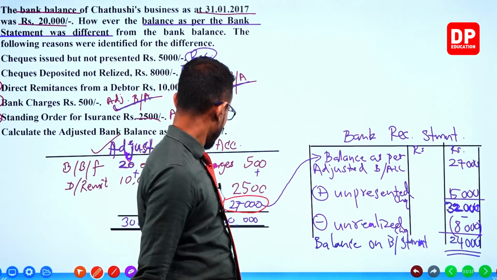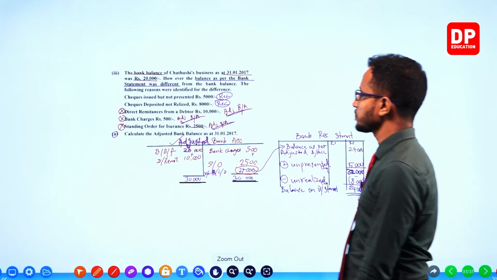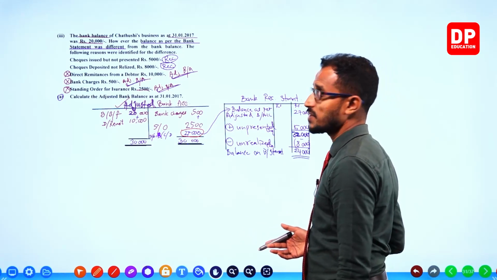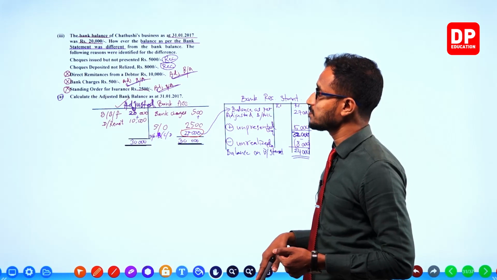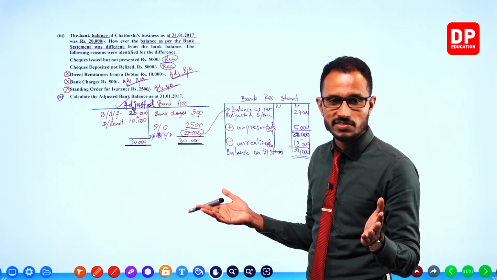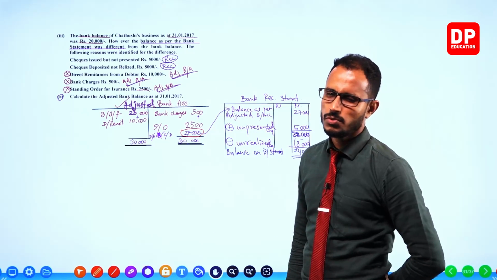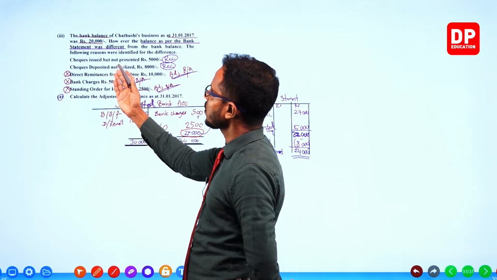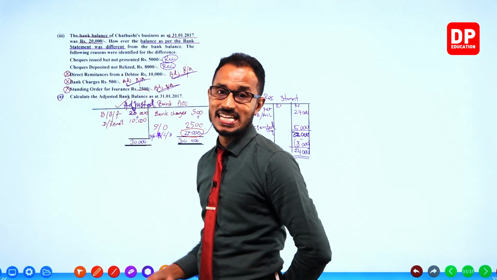Okay. Here you go. Have a good look. So, that's how you do such a question. Not a very complex question. These are the traditionally given items, nothing new. Checks issued but not presented means unpresented. Checks deposited but not realized means unrealized.